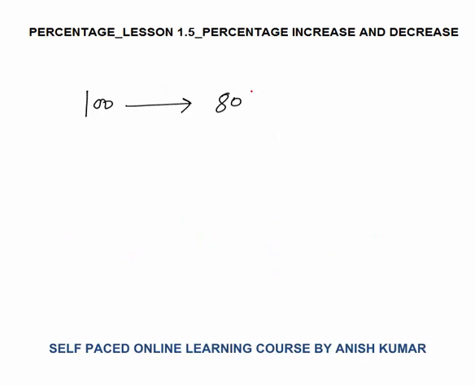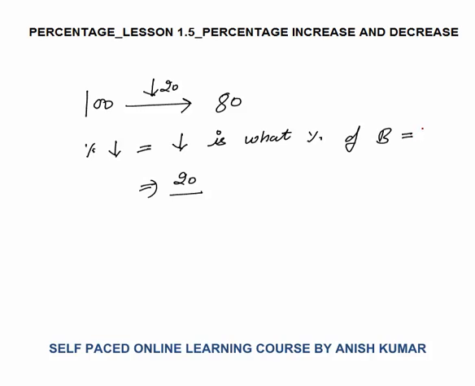Now 100 to 80, what is the percentage decrease? Now percentage decrease is simply decrease is what percentage of base, that is B. So here the decrease is 20. Decrease 20 is what percentage of base. So how to calculate? Decrease by base into 100. Decrease is what percentage of base simply means decrease by base into 100. So there is a decrease of 20 from 100. So 100 will be considered as base. 20 decrease from 100, 20 by 100 into 100, that is 20%.